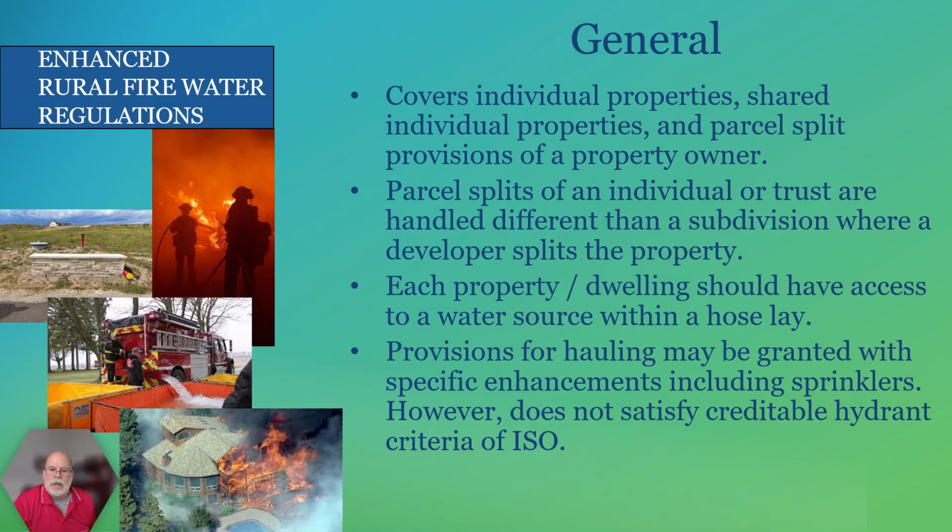Each property or dwelling should have access to a water source within the hose lay. That's one of our general criteria for the regulation. The International Fire Code says water for fire operations needs to be provided. The regulation is intended to ensure that each property has water to fight fires. Provisions for hauling may be granted with specific enhancements, including sprinklers. However, it would not satisfy the creditable hydrant criteria of ISO.